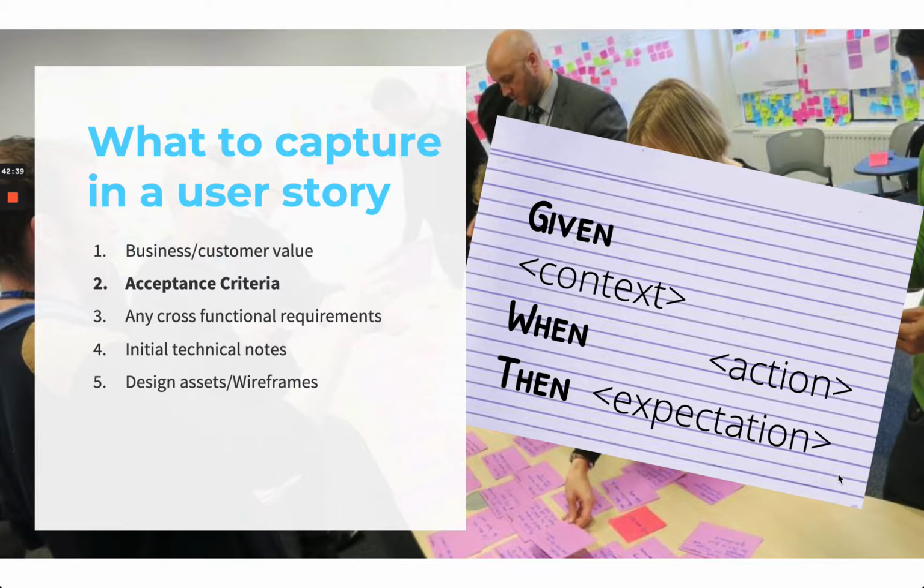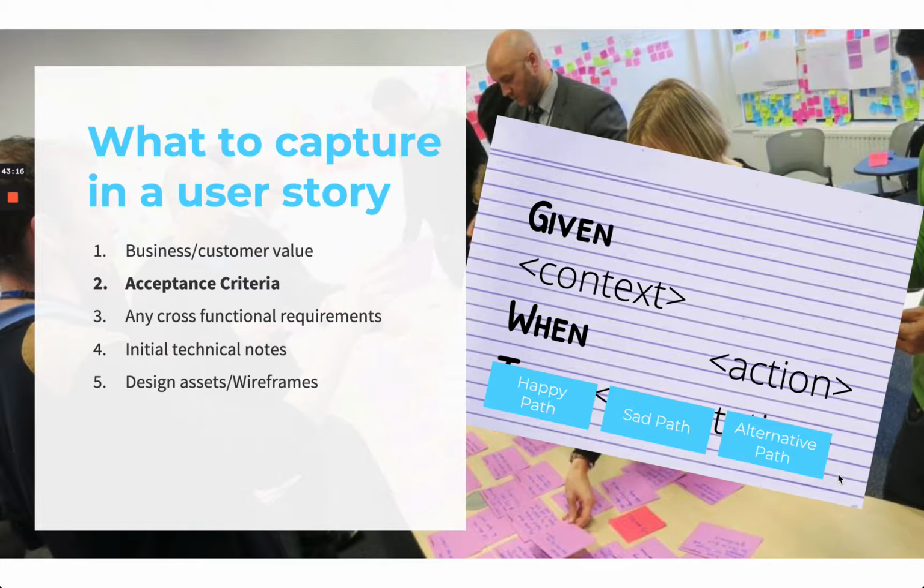There are different formats to implement that. The format that we use a lot, and it's really helpful, is given, when, then. In the given, you write the context, which situation you are in. When is the action you take, and then is what you expect to happen as a result of the action you just took. You can have as many acceptance criteria as you want. Some stories just have one or two, some stories might have 20 or 30. It's okay to have as many acceptance criteria as needed if they make it clear for developers what to develop and what to test.